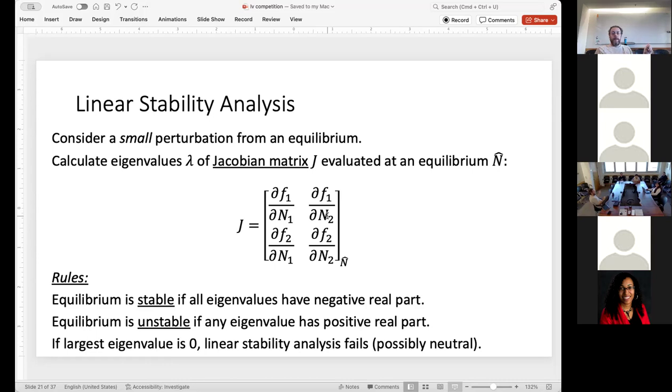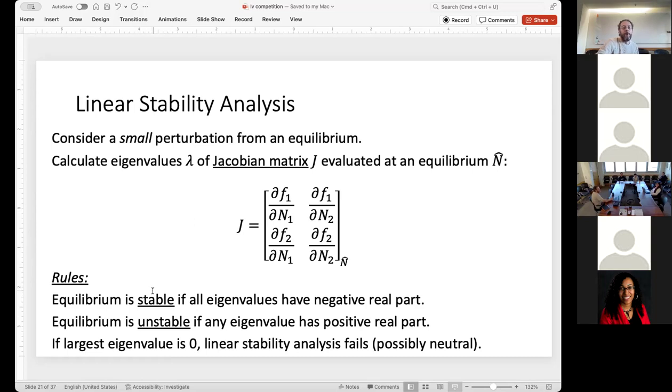And then we have this concrete matrix in our hands. We need to convert it into something a little bit simpler, some numbers. So we calculate its eigenvalues. I can send you some links if anyone wants to learn more about eigenvalues, if you don't know them. But suffice it to say, if you have an n by n matrix, it's going to have n eigenvalues. And here are the rules, the rules of linear stability analysis.